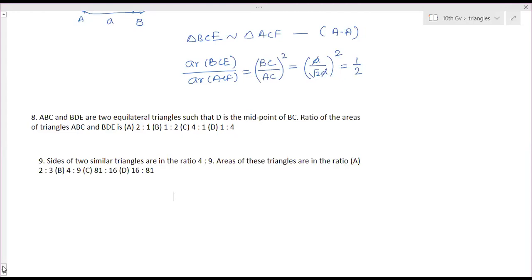What's the answer of the ninth one? D. Ma'am, 16 by 81. 16 to 81. 16 by 81. Next question.